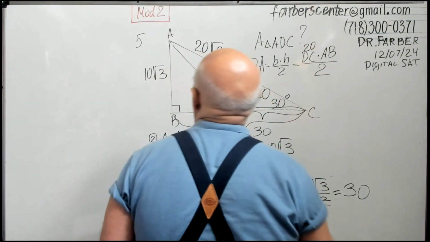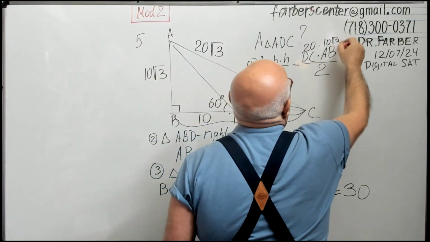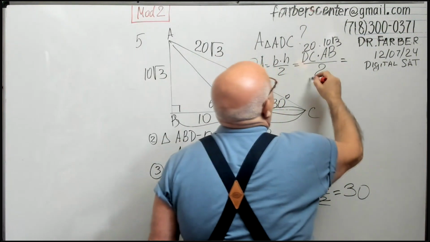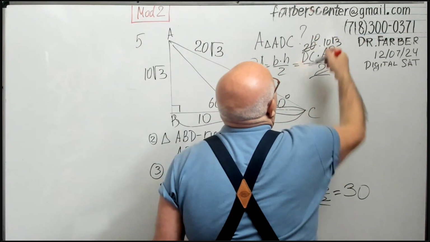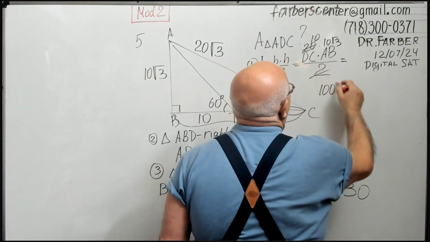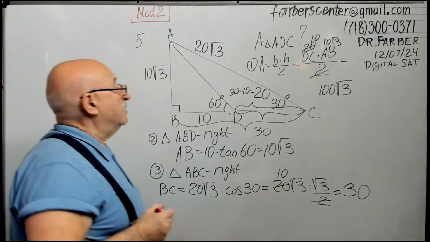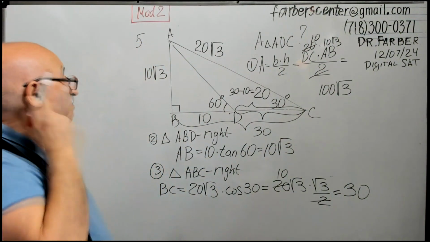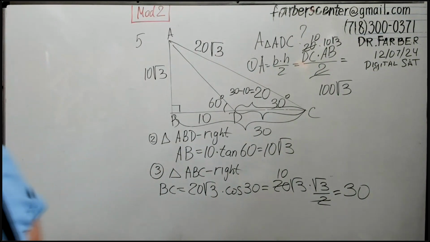I have AB, which is 10 square root of 3. And 2 goes into 20 10 times. And 10 times 10 is 100 square root of 3. Okay, one way of doing this. Who understands this 100%?